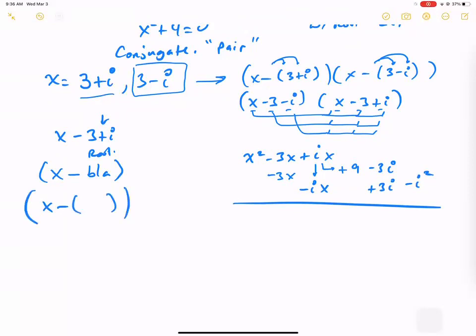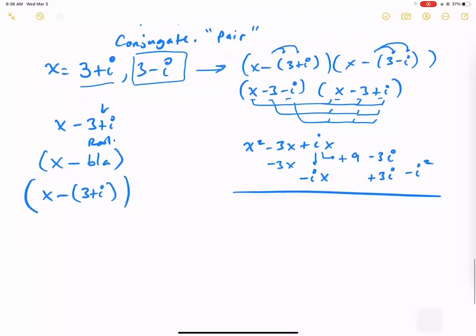What's the blah here? 3 plus i. And then I'm going to distribute: x minus 3 minus i. And that's how we end up with our first term. We do the same thing for my second term. x minus blah, which is 3 minus i. We multiply it out, the negative: x minus 3 plus i. And that's how we end up with that second term.